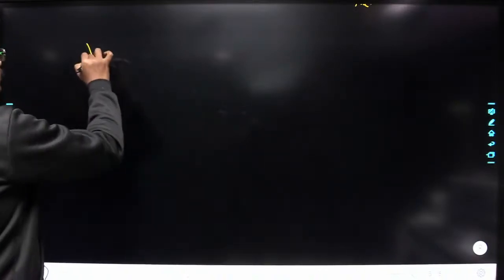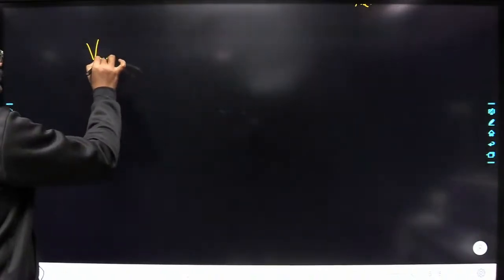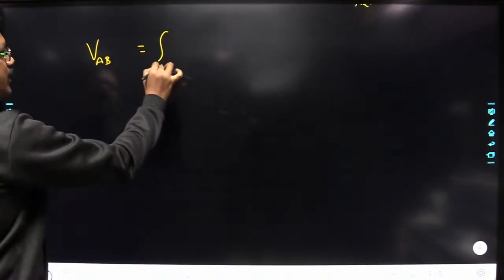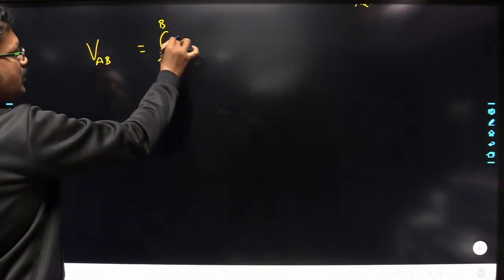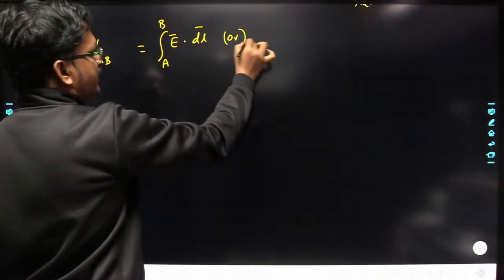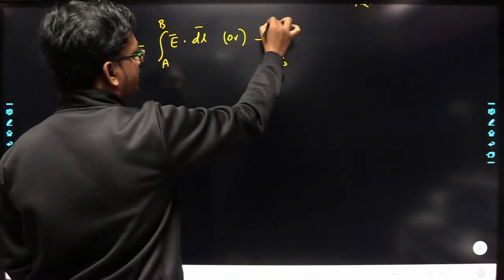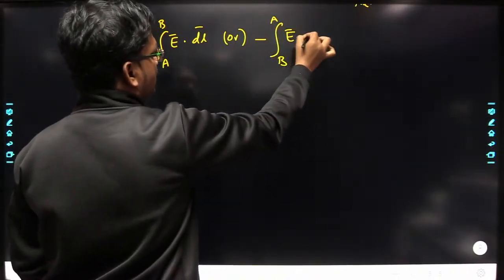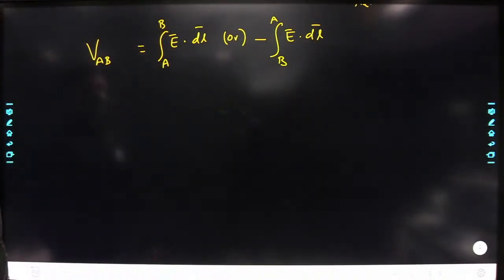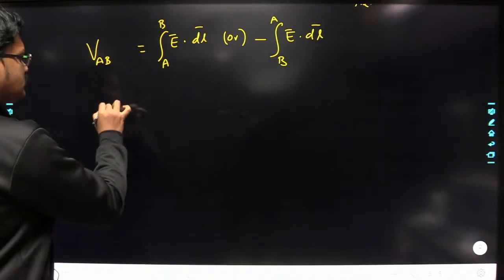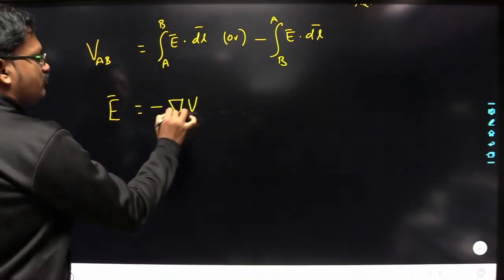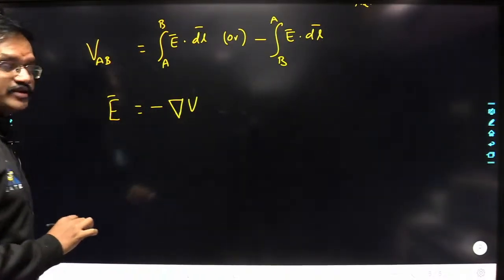We know that if you want to determine the potential difference between A and B, VAB is equal to what? Integral A to B E bar dot DL bar, or you can write this as minus of integral B to A E bar dot DL bar. Understood? In this manner you can represent. Next, we know this relation also. E bar is equal to what? E bar is equal to minus gradient of V.